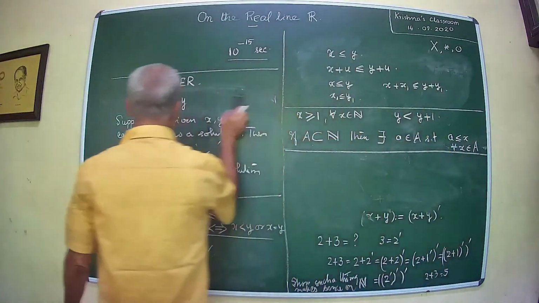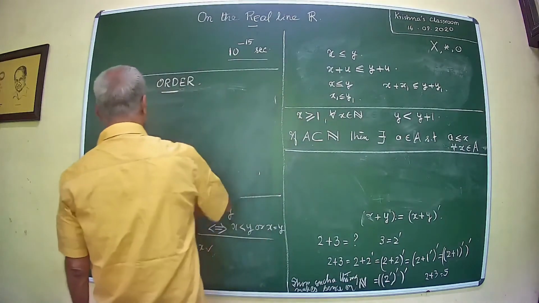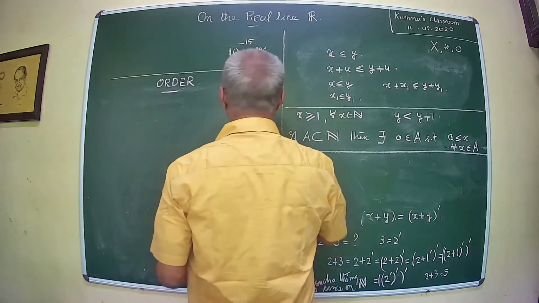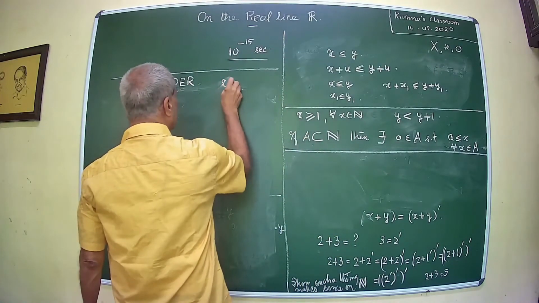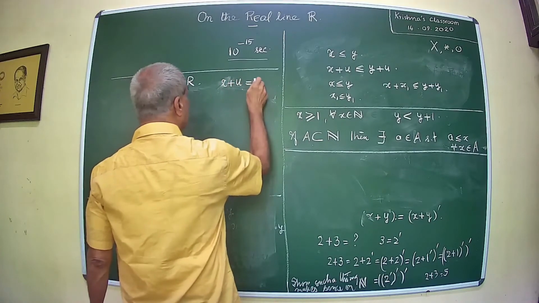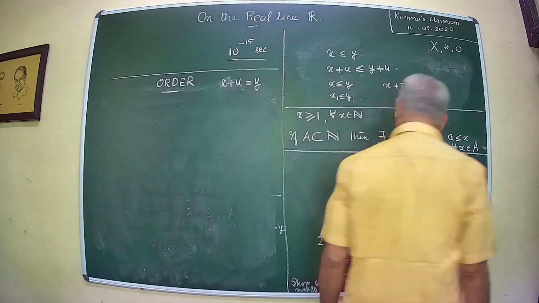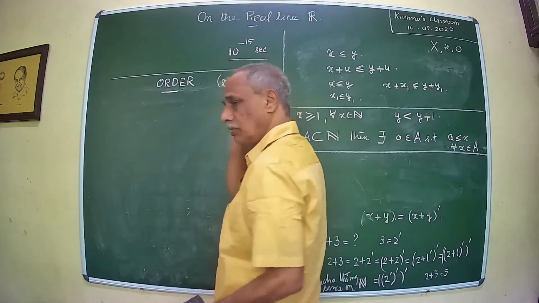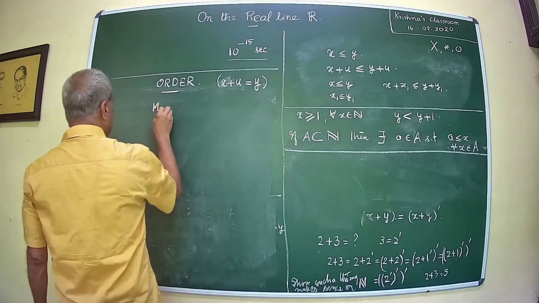Now come to the next one. The next structure is, so order has come out of this particular equation, namely x plus u equal to y, whether it has a solution or not. This is the question. It is from there that the order structure has evolved. Now we introduce multiplication.